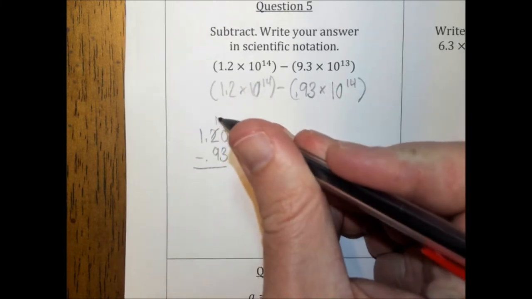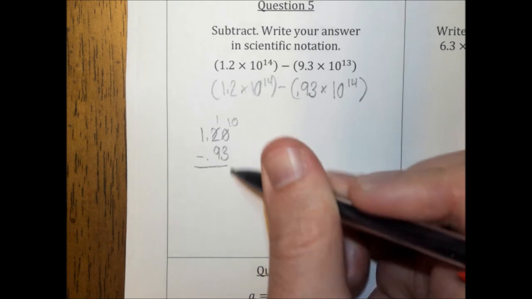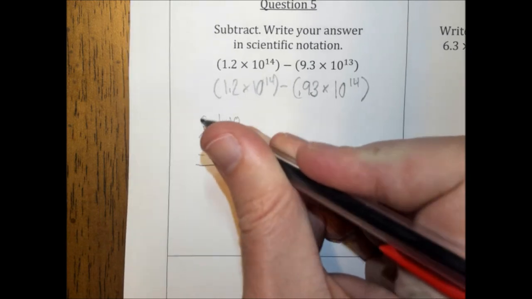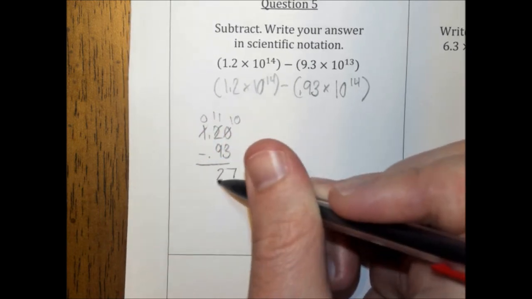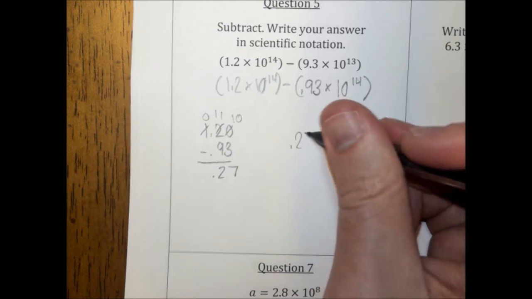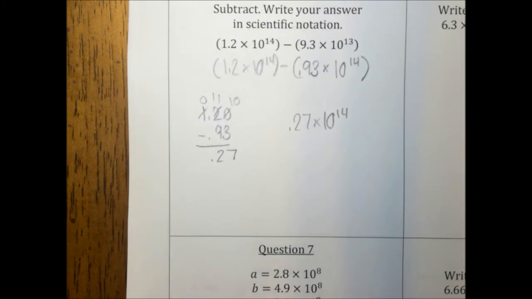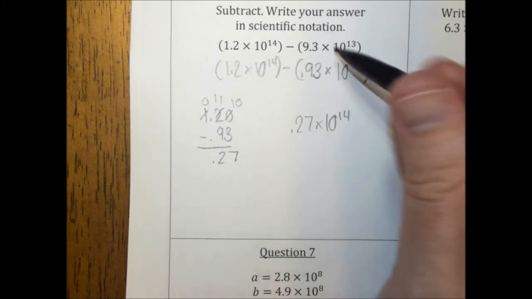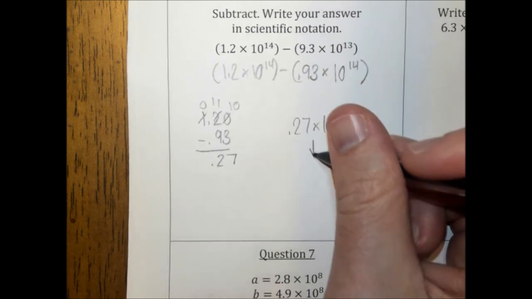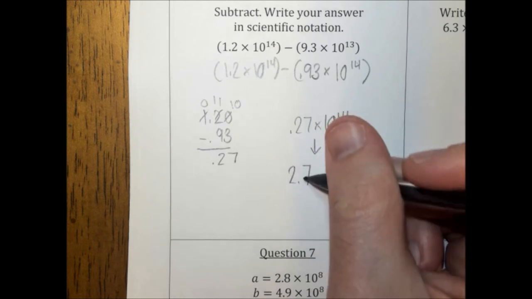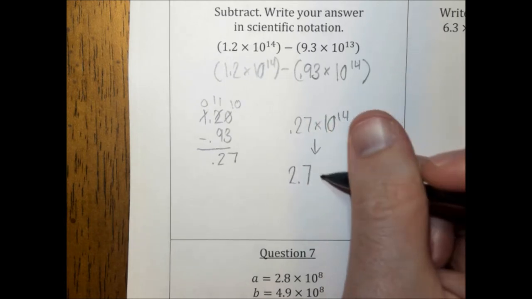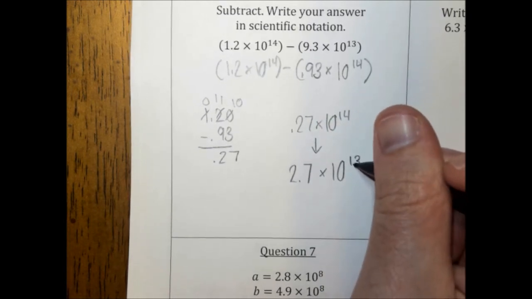Let's do some borrowing. 10 minus 3 is 7. More borrowing, 11 minus 10 is 9 is 2, 0.27 times 10 to the 14th. That answer would be right, but it's not in scientific notation like the directions say. So we need to make this 2.7, which is bigger, so we need to make the exponent smaller.